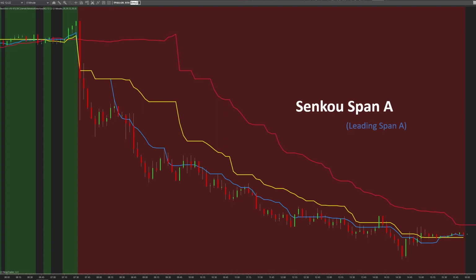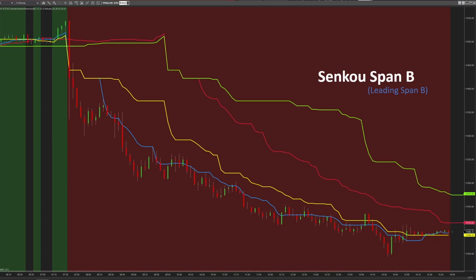3. Senkou span A. Senkou span A is plotted as the midpoint of Tenkan-san and Kijun-san with the line projected 26 time periods into the future. 4. Senkou span B. Senkou span B is a moving average of the midpoints of the past 52 periods with the line projected 26 time periods into the future.